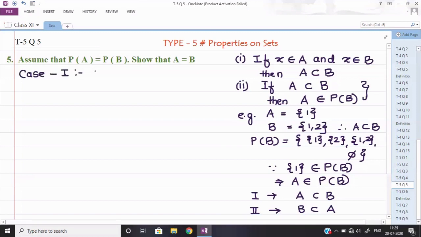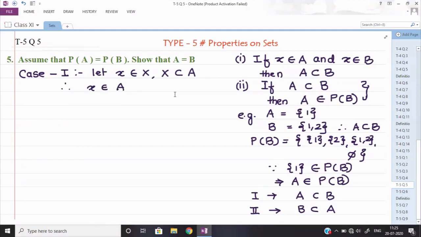Here I am going to assume, let small x be an element of capital X, and capital X is a subset of A. The sets A and B are given to us, so we are taking a relation such that small x is an element of X and X is a subset of A. One thing is very clear here: we can say that x will also be an element of set A. Because if x is in capital X and capital X is in the set A, then definitely the element x will also be a part of set A.